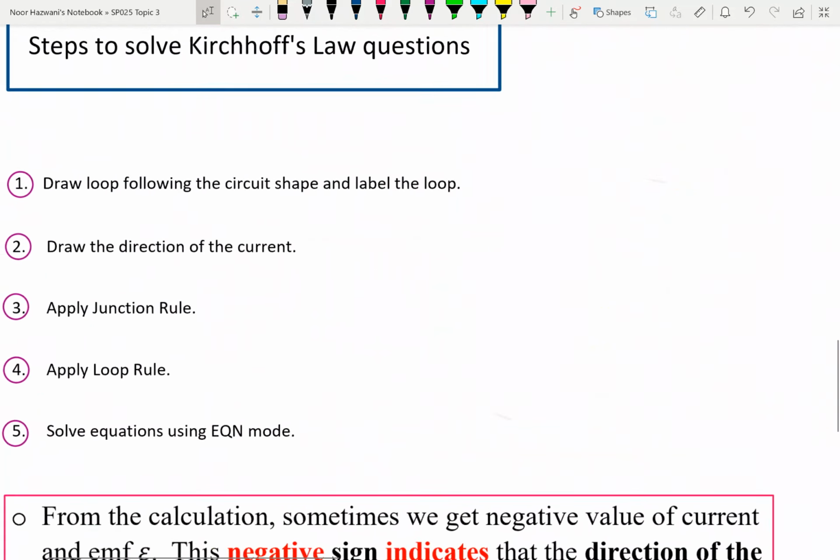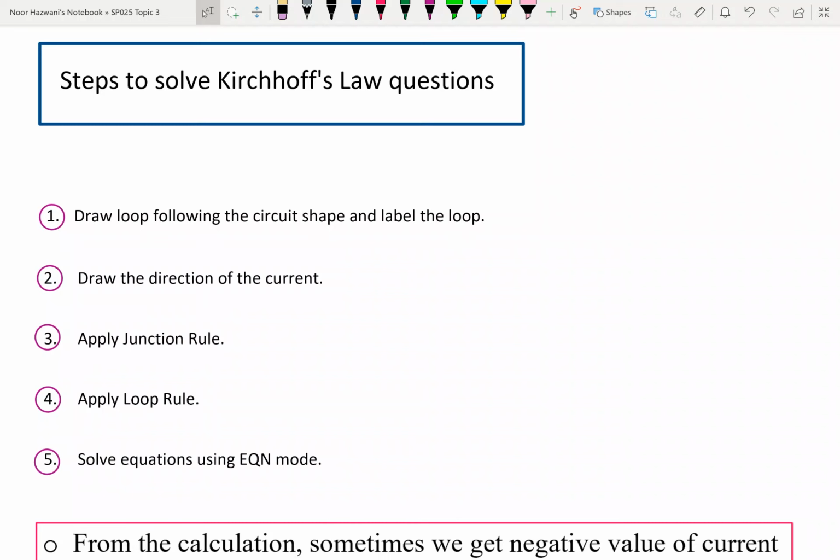Okay. Ini adalah step to solve the Kirchhoff law questions. Okay, first apa you kena buat? You kena draw loop following the circuit shape. So maksudnya apa? Kalau shape tu rectangle, so you have to follow the shape. And label loop you sebagai either loop 1 ke loop 2 ke. Basically, kita akan buat dua loop. Kita akan pilih dua loop sahaja. And then kita akan draw the directions of the current kalau tidak diberi. Okay, so dekat sini pastikan mesti akan ada current masuk dan keluar daripada junction.